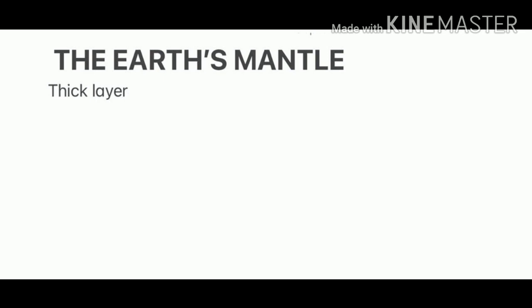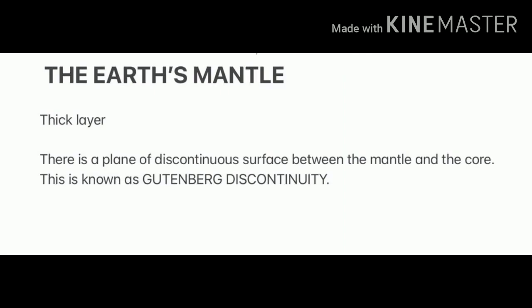Next, the Earth's mantle. Below the Mohorovicic discontinuity is a very thick layer known as the mantle. The velocity of both P and S waves increases throughout the mantle layer, but the velocity of P waves reduces and S waves terminate at the mantle-core boundary about 2,900 km below the surface. Thus, there is a plane of discontinuous surface between the mantle and the core. This is known as the Gutenberg discontinuity. It is marked by the abrupt increase in density from 5.5 in the mantle to about 10.0 below this discontinuity.